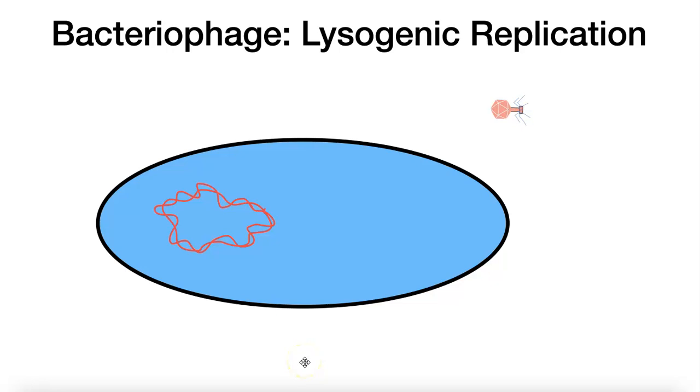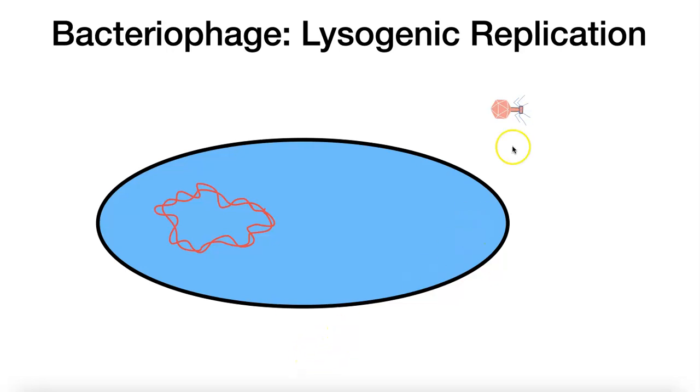This video is going to discuss lysogenic replication. This is one of two ways that bacteriophage can replicate or increase the number of viruses present. So there's another video about the lytic cycle that you can watch to better understand that.